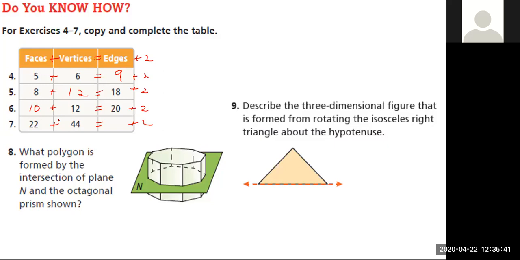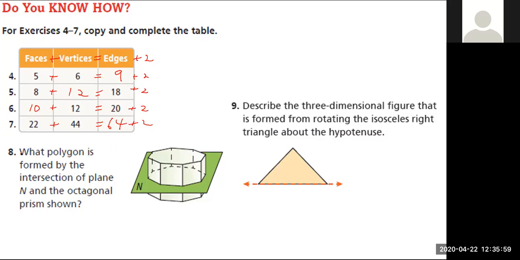And then on number 7, 22 plus 44, that's 66. This number is not 66. Again, this is going to be 66 all together with the 2, so you have to subtract it off, which is 64. All right. Good job, you guys.